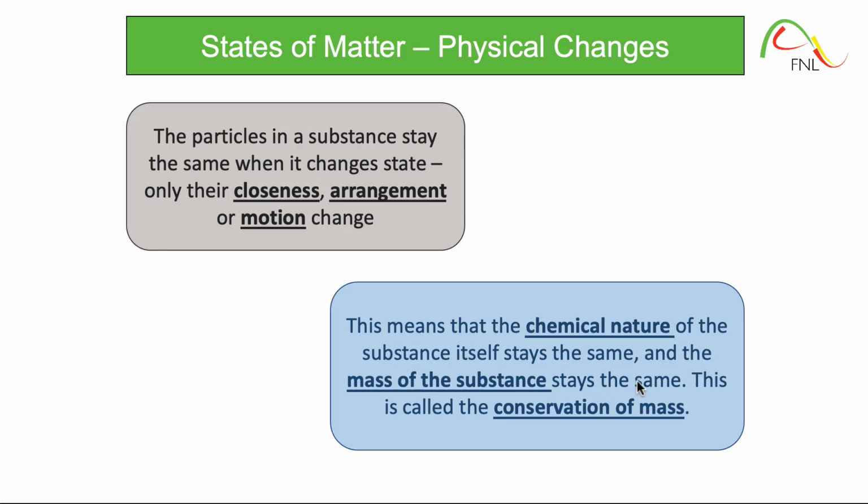The mass of the substance also stays the same. When I melt, say, 100 grams of ice, I end up with 100 grams of water. There's been no chemical reaction taking place, and this is called the conservation of mass. Similarly, if I have 100 grams of water and I freeze it, it becomes 100 grams of ice. Physical change, no chemical change.